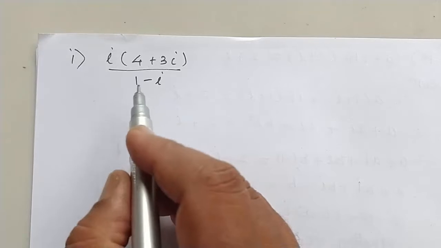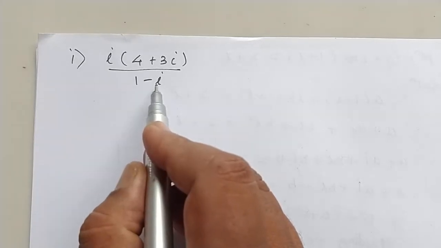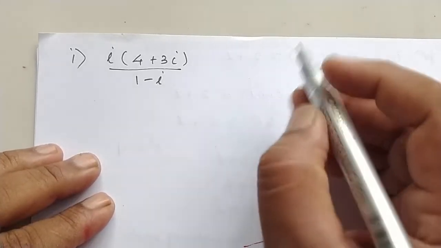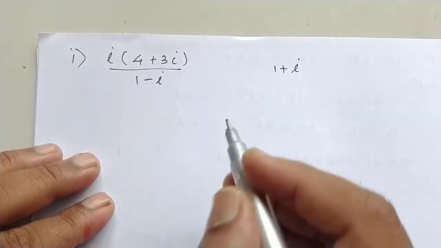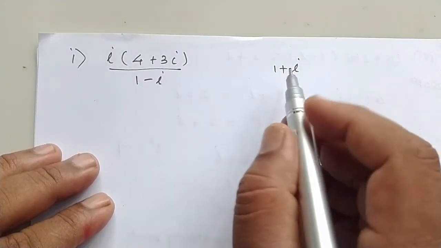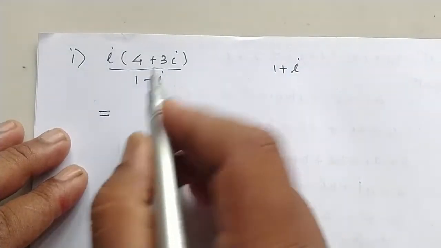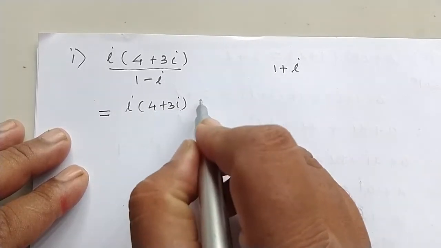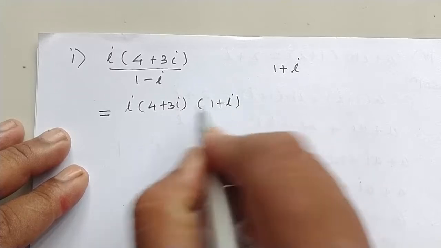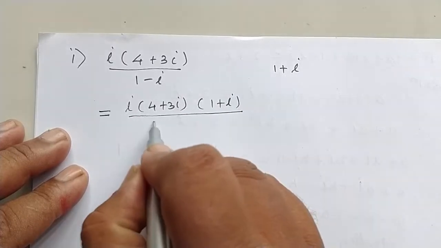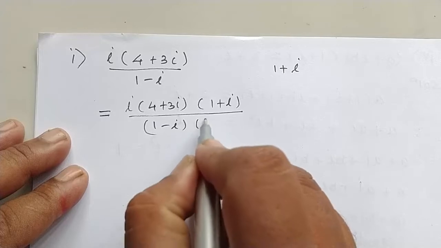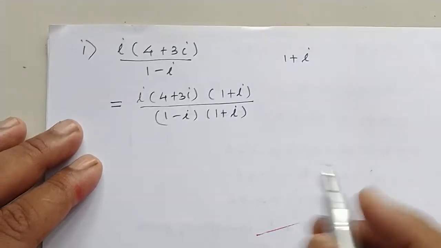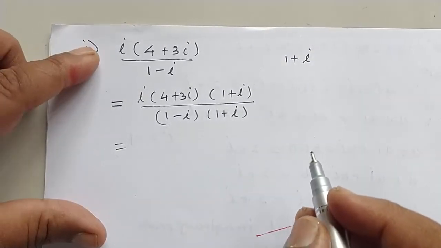In the denominator, 1 minus i is a complex number. Its complex conjugate is 1 plus i. We multiply and divide by its complex conjugate. So this is equal to i into (4 plus 3i) multiplied by (1 plus i) upon (1 minus i) into (1 plus i) is equal to.